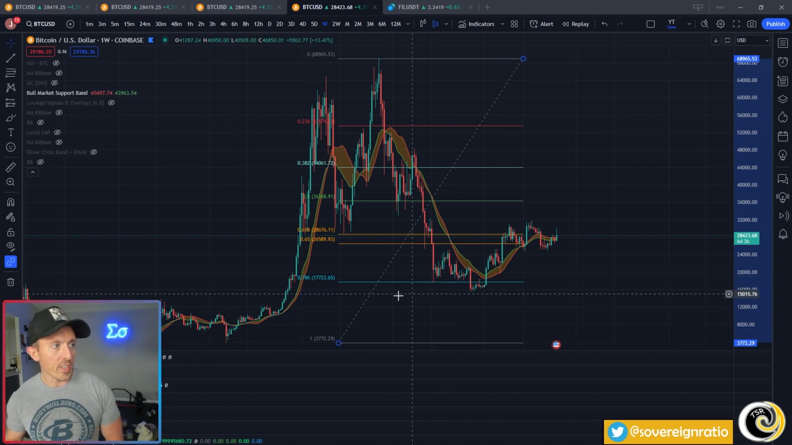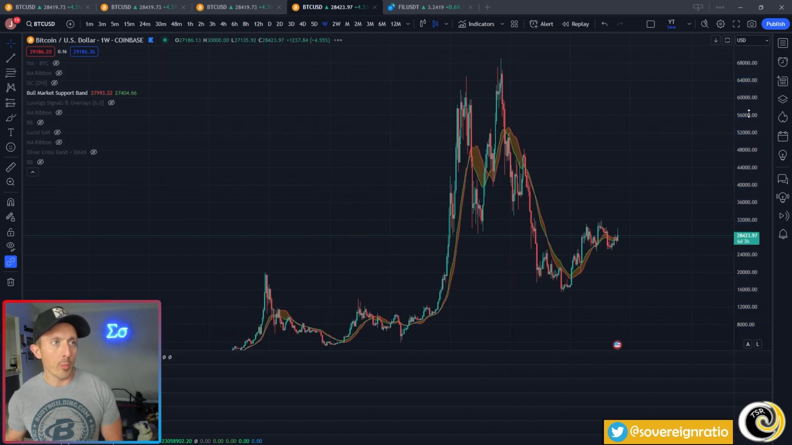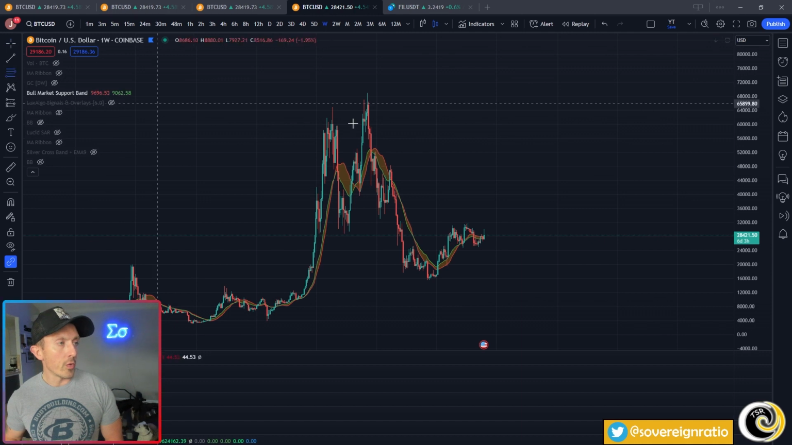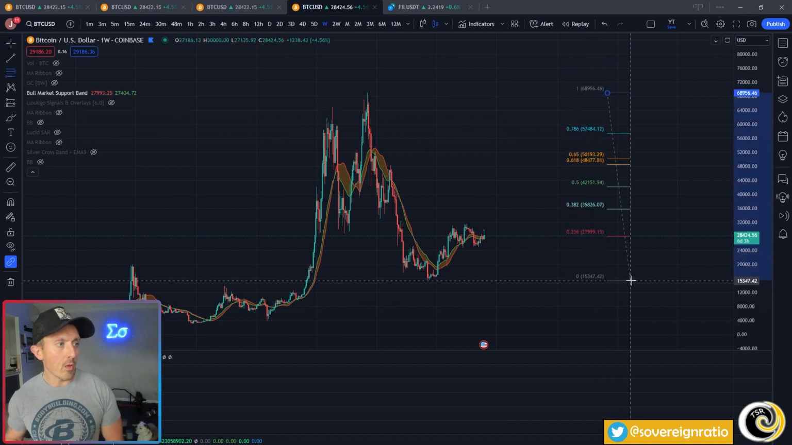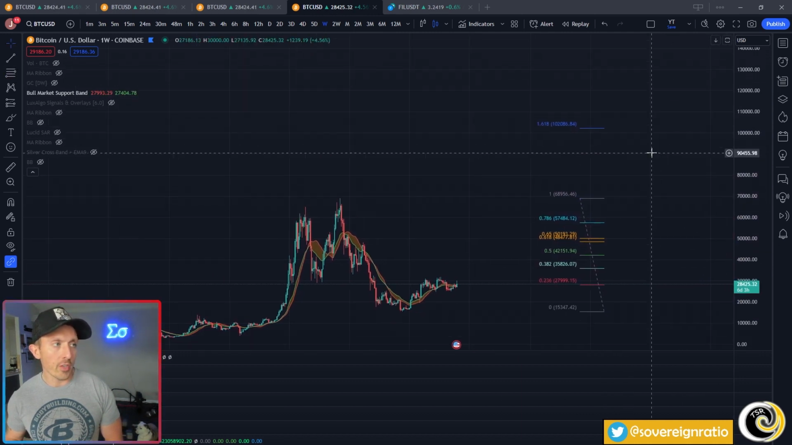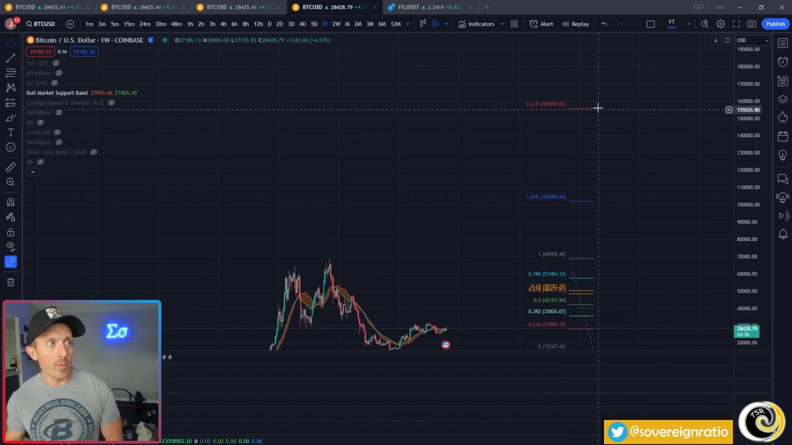And you can see that the 0.786 at 17.7 here corresponds very well with what we just talked about. And the golden pocket is actually where we're sitting right now. You can also do this the other direction. If you're looking to predict where the market could go, you can also go swing high to swing low. And then good targets to look at are the 1.618 and the 2.618.